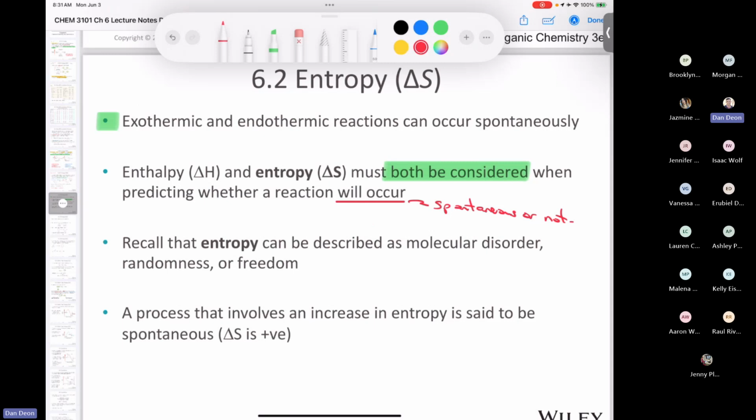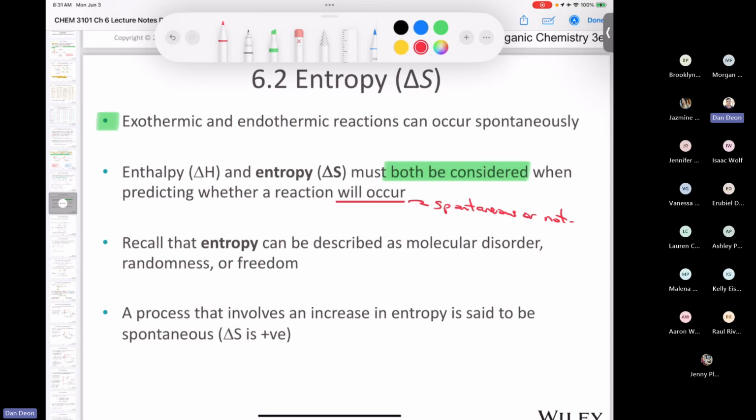Or my car, I clean it up, then spontaneously somehow there's napkins all over the place and my kids throw goldfish crackers or whatever. It takes no energy to do that. So entropy is molecular disorder or randomness or freedom. It's really nothing more than probability.